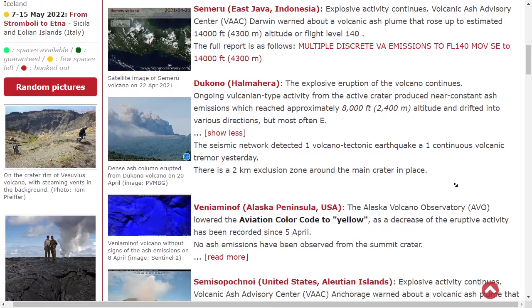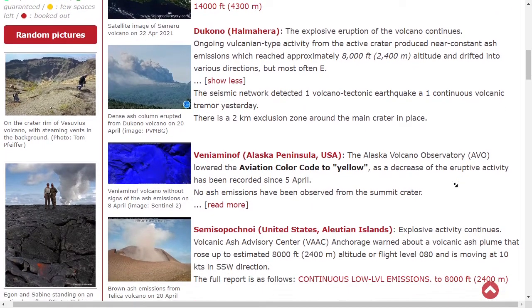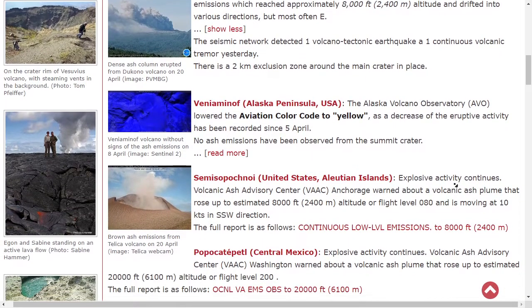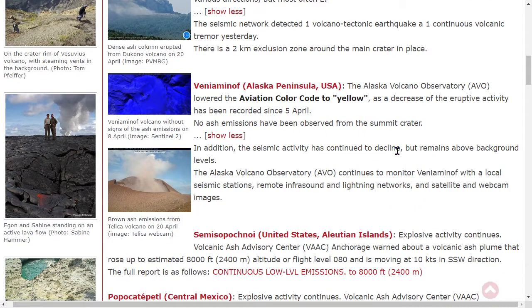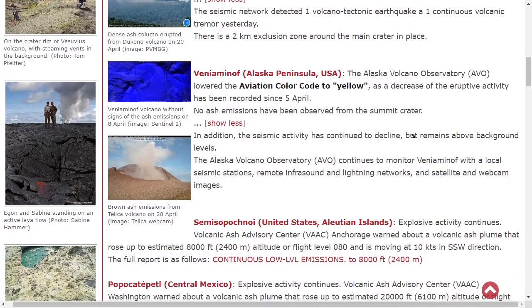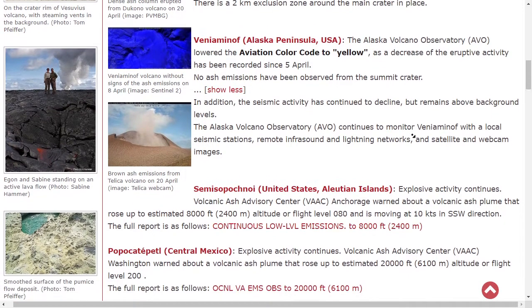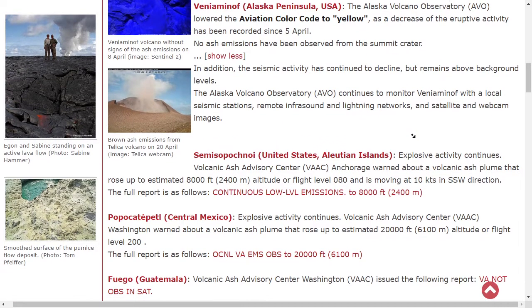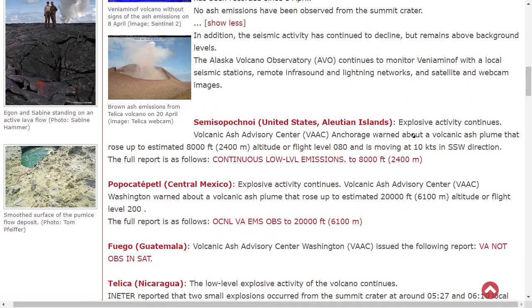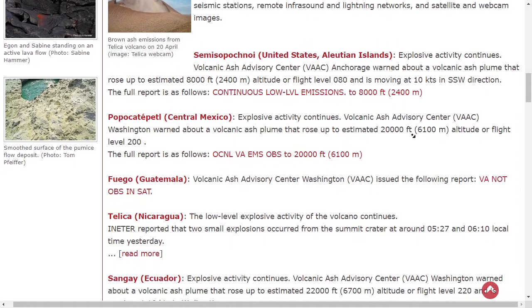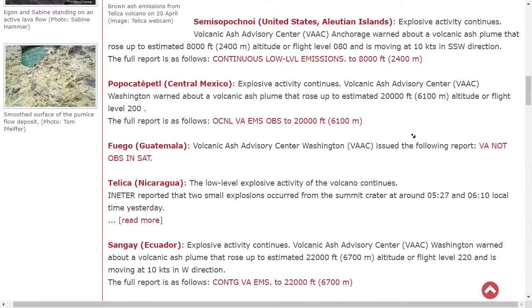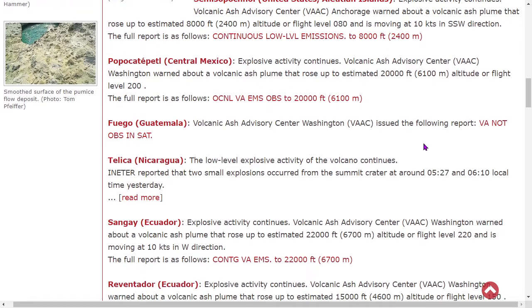Some volcanic tectonic earthquakes. Veniaminof on the Alaskan Peninsula has had the aviation code lowered to yellow, so a downtick at Veniaminof. Semisopochnoi in the Aleutian Islands has been exploding, 8,000-foot ash plume above it. The Aleutian Island volcano. Popocatépetl in central Mexico, 20,000-foot ash plume there. Fuego, volcanic ash not observed in satellite.